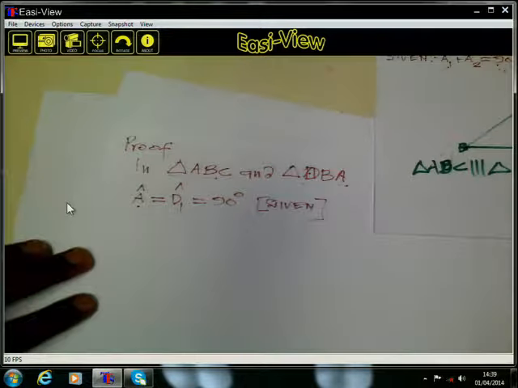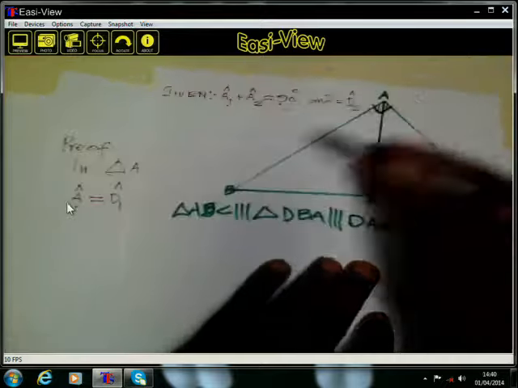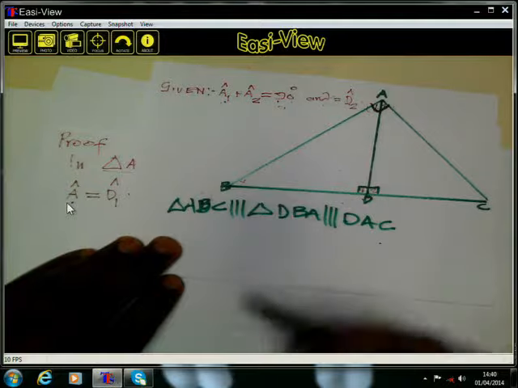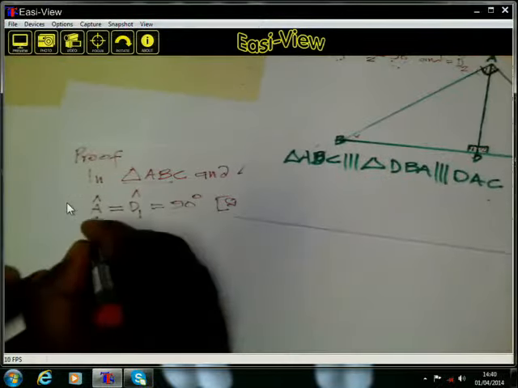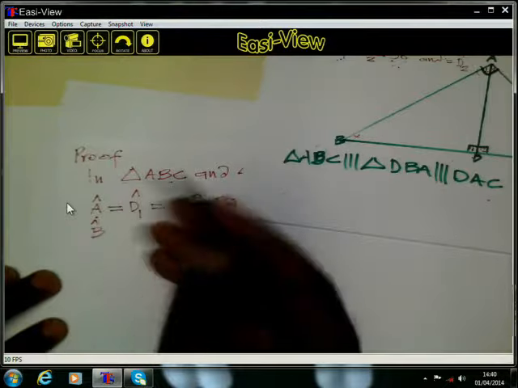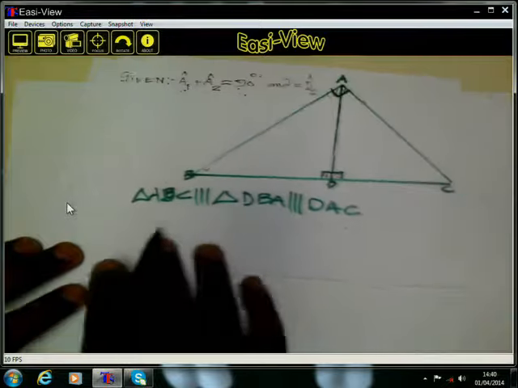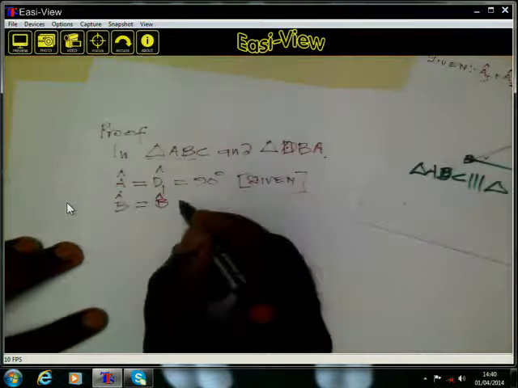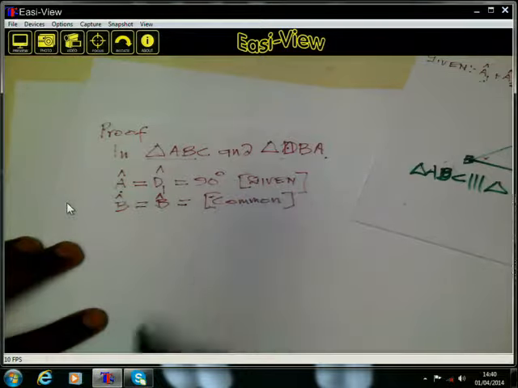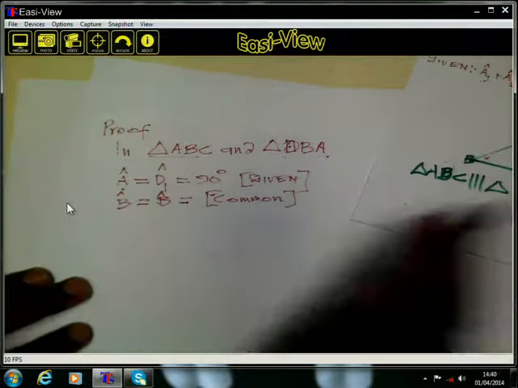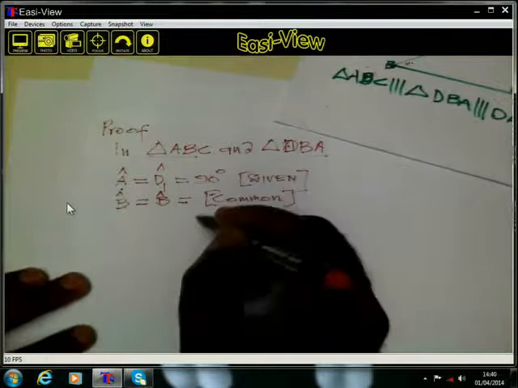Fine. Let's look at angle B. In both triangles, we have angle B. When you look at triangle ABC, this is angle B for triangle ABC. And when you look at triangle DBA, we also have angle B. So we can say angle B of triangle ABC is equal to angle B of what triangle? Of triangle DBA. The reason for that is this is common. This is a common angle in both triangles. So it means B is common.